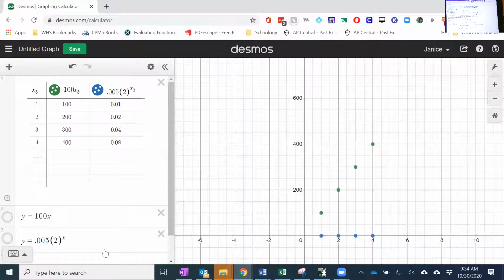Okay, Danny says the second. What do you guys think? It does double, but let's take a look. Day four, job one is way better because I'd rather have $400 than 8 cents.